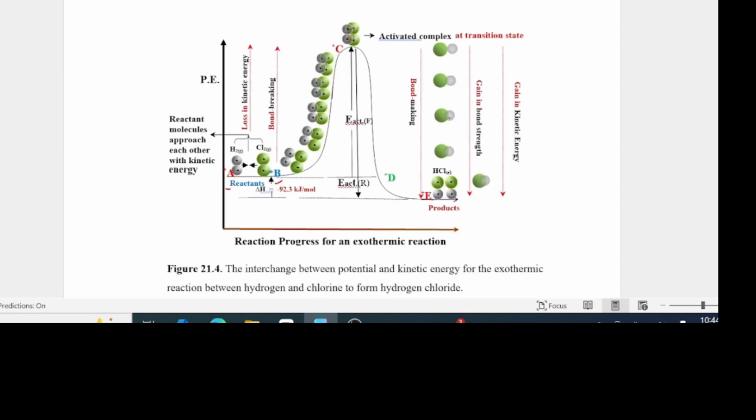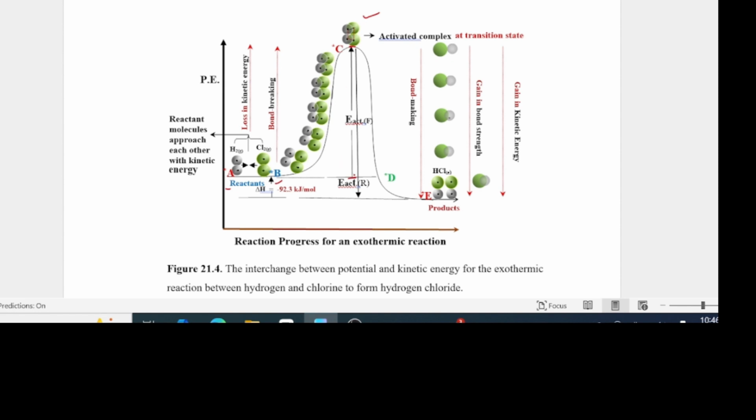So segment A to B represents the molecules approaching each other with their kinetic energy. Their kinetic energy is used to overcome their mutual repulsion. So segment B to C represents the molecules approaching each other with their kinetic energy that is gradually being changed to potential energy. This here is the activated complex that is formed.